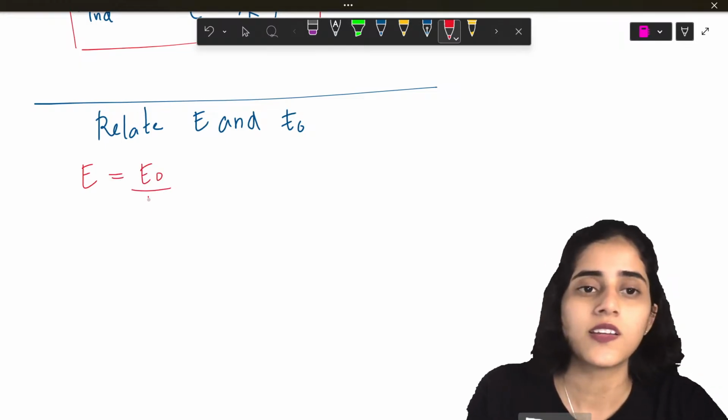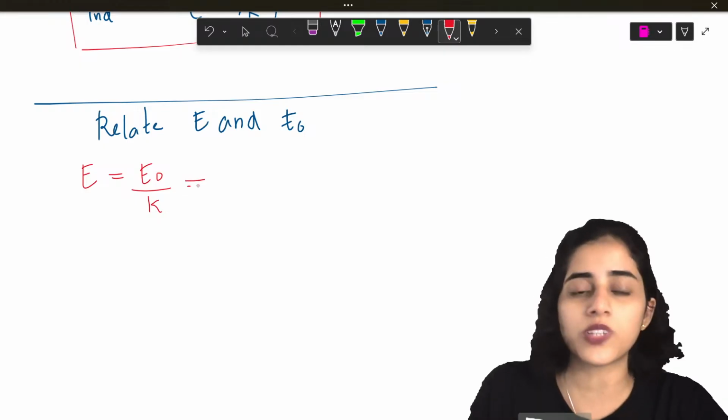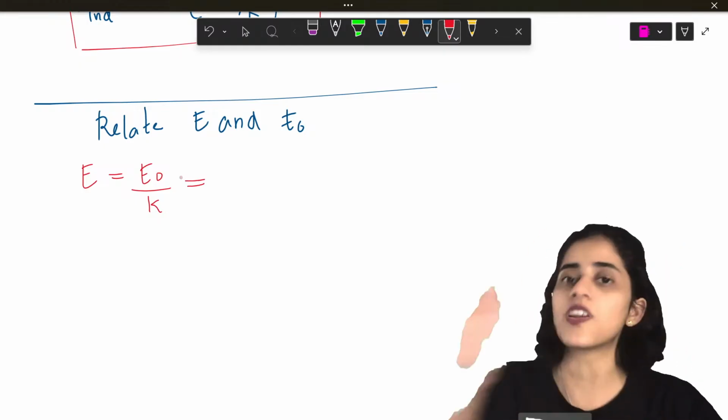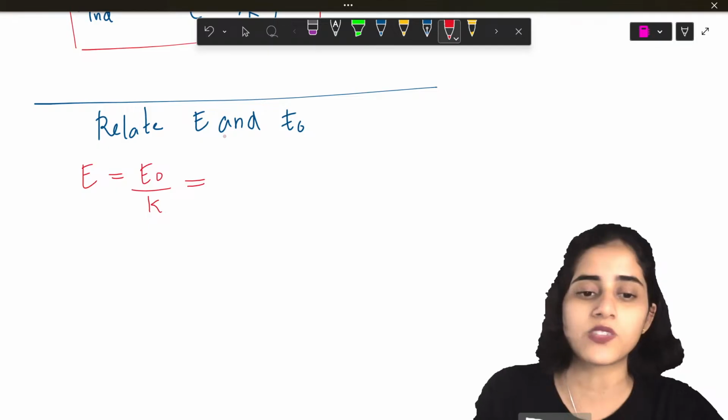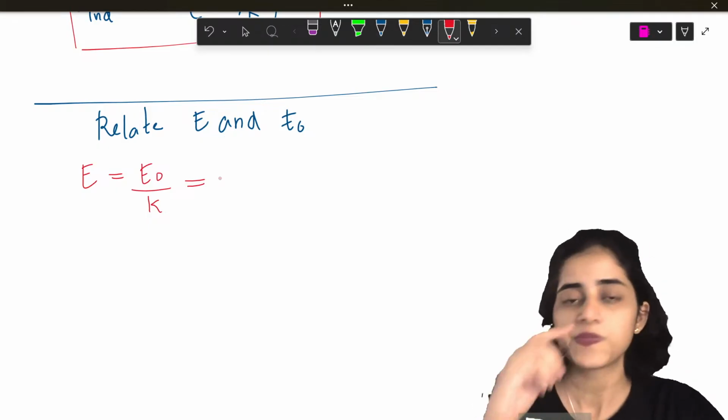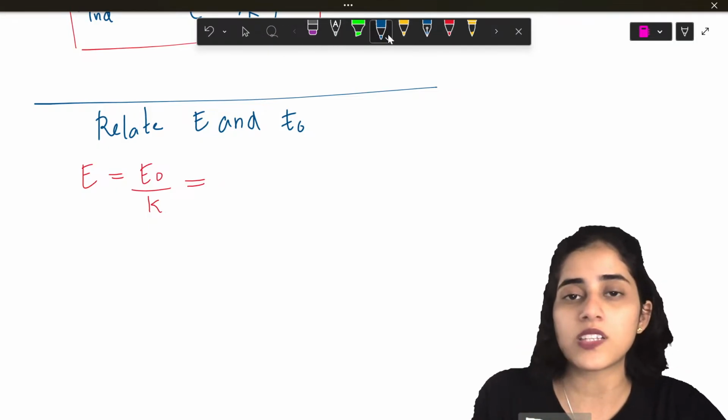E is equal to E naught by K. I already know that. Now I know that the external field that I apply always obeys Coulomb's law. Before that, let me explain what the scenario is here.